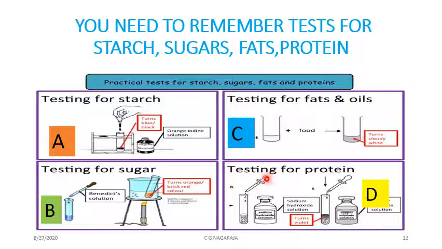Figure D is testing for protein. You take the food sample given to you. To that food sample, add sodium hydroxide solution, 1 or 2 drops. Shake it well. Then add 1 or 2 drops of copper sulfate solution. Shake it well. If protein is present, it turns into violet color. If there is no protein, it remains blue color. Read this, and in the examination, they give you fill-in-the-blank type of questions.